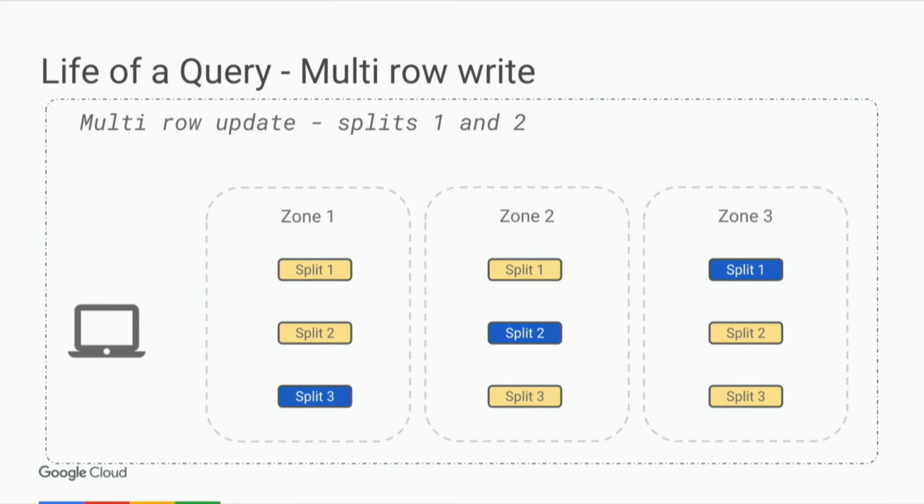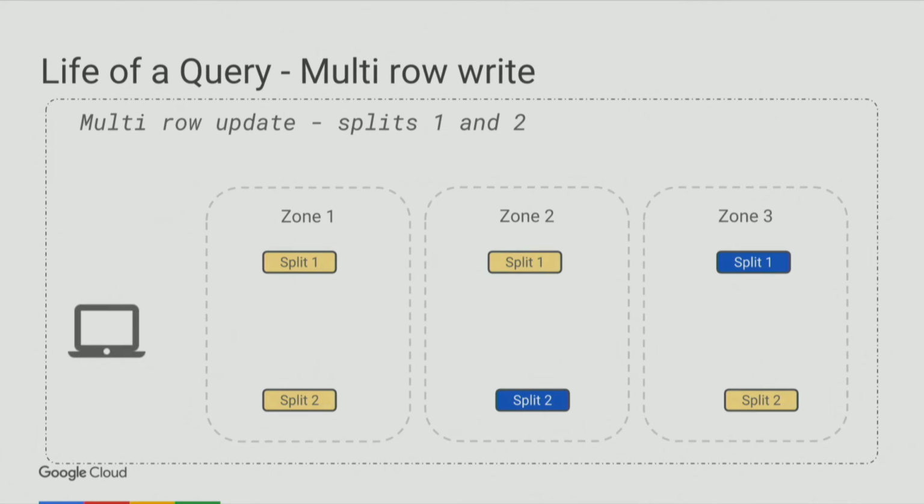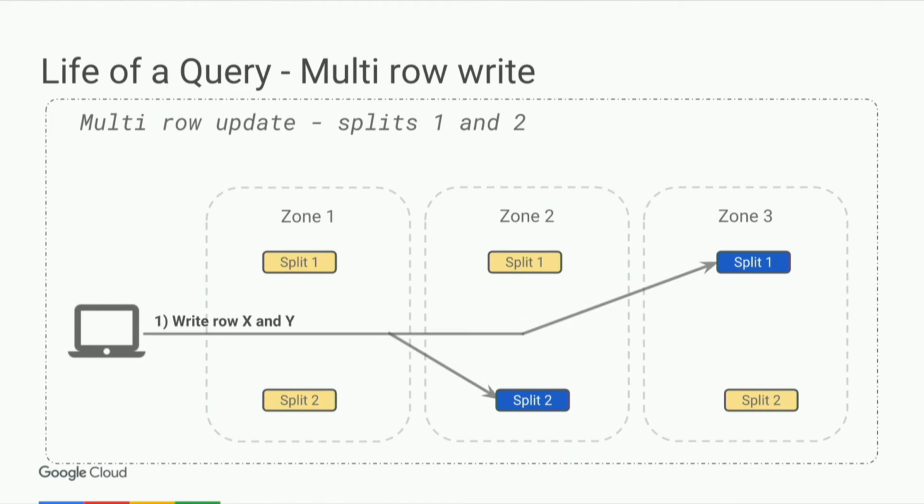With a multi-row write, the rows being written may be in many different splits or in different tables. So there may be different leaders. For example, splits 1 and 2 here have leaders in 2 separate zones. This is where things get a little more complicated, so I'll simplify the diagram a little. In this case, the client looks up leaders for all the rows needing to be written and informs them of the intention to write. These leaders are now known as participants in the write transaction.